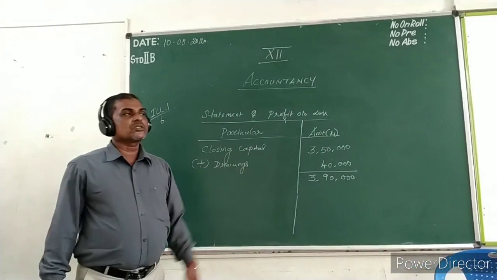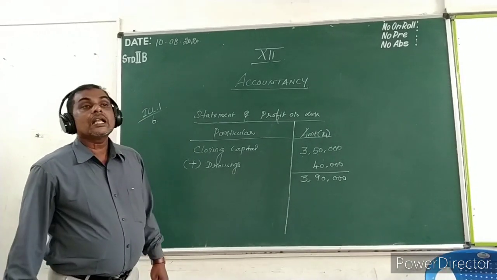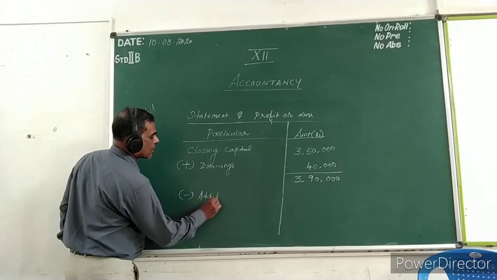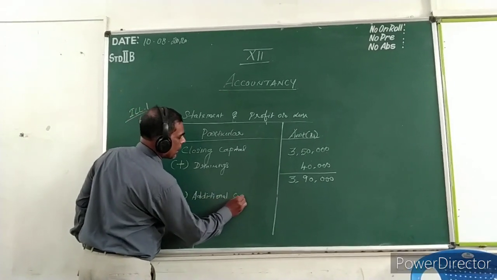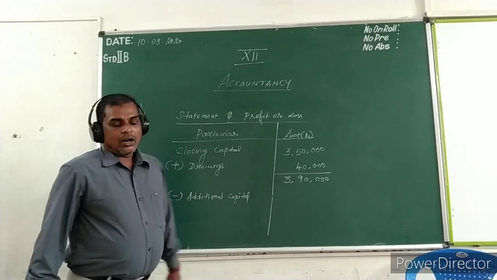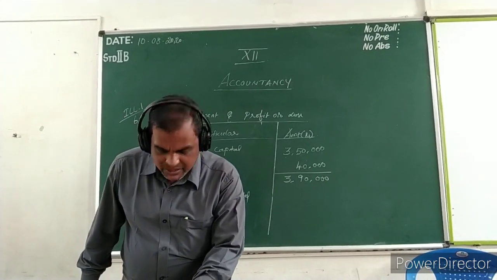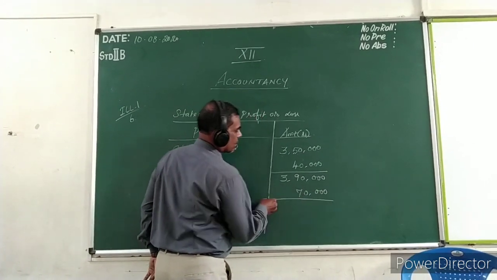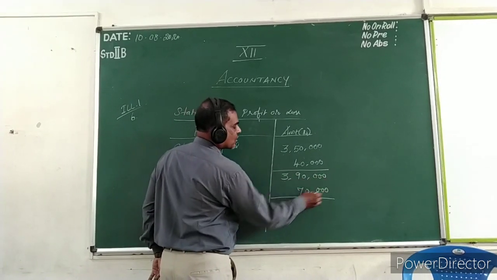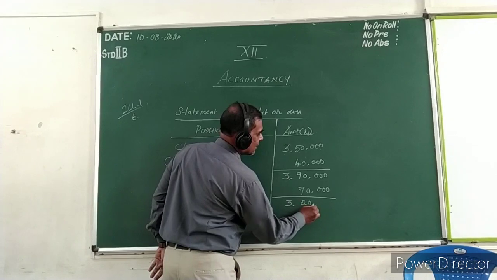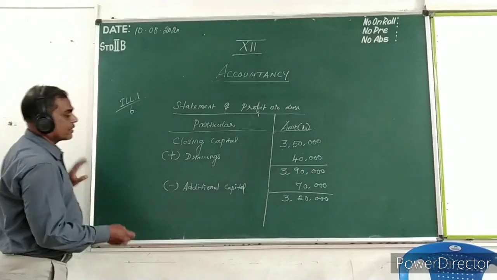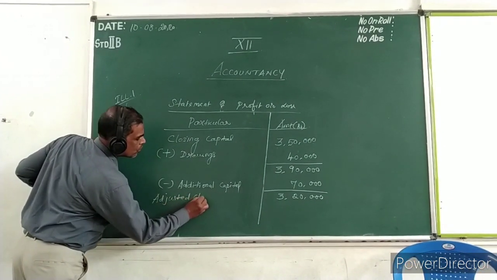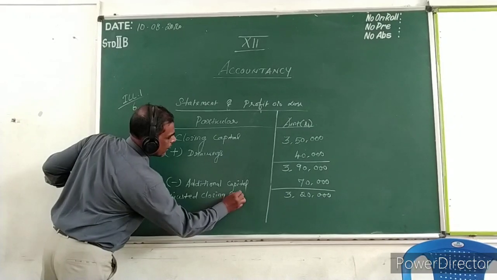So from 3,90,000 we have to deduct the additional capital. Okay, additional capital or introduced capital. How much additional capital he has given? Rupees 70,000. So from 3,90,000 we deduct 70,000, we get 3,20,000. So this amount is called adjusted closing capital.